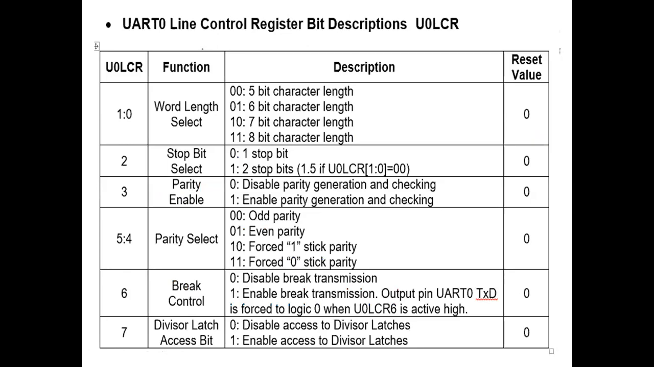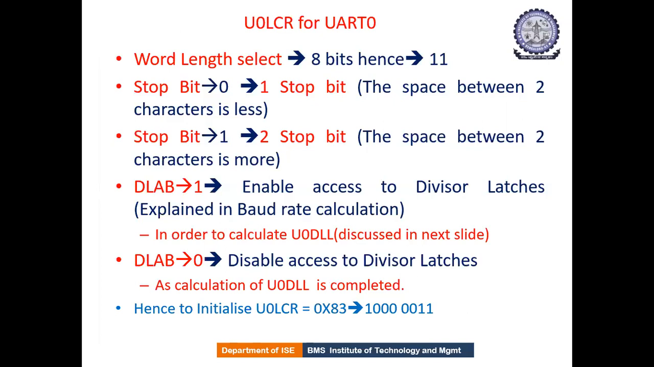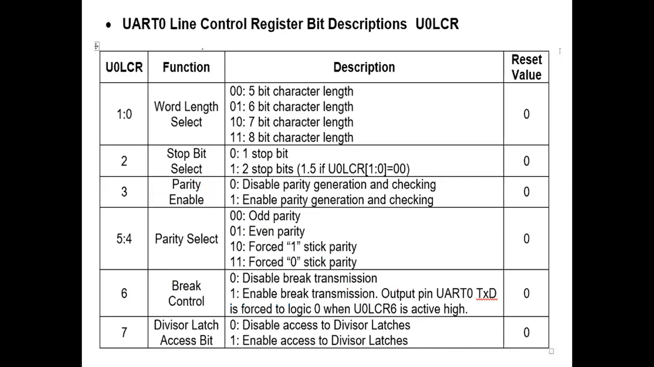This bit is very important, because whenever I am transmitting the data, we need to calculate something called the baud rate. What is meant by baud rate? How do we calculate it? Before we calculate the baud rate, we are supposed to enable this particular bit, DLAB, that is the seventh bit, the divisor latch access bit. Only if we have enabled it can we calculate the baud rate. Otherwise, we can't. Once the baud rate is calculated, you can immediately disable the divisor latch access bit.